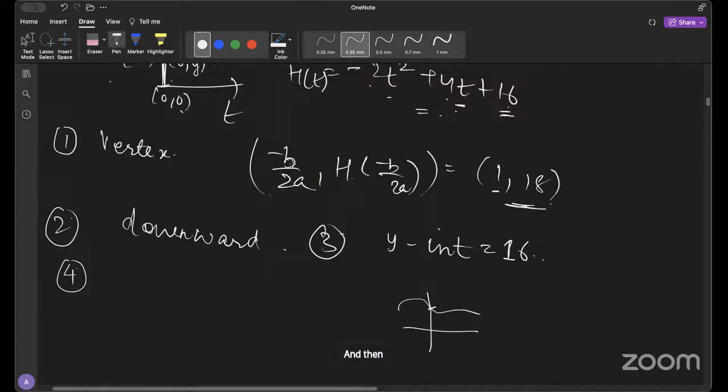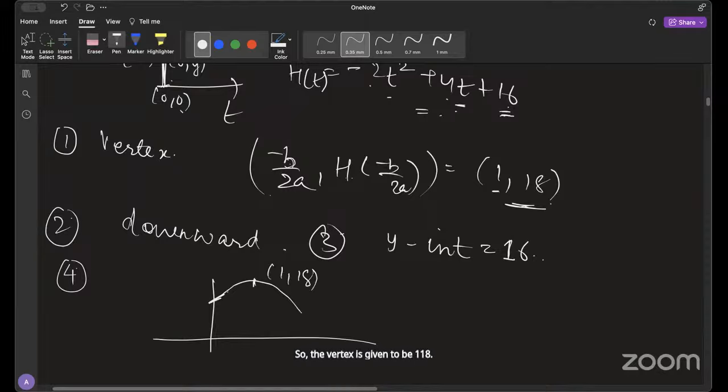And then I think that's all we need to know about this parabola. So if we draw it, it will look like this. And if there's anything else, we can find it later. So it's thrown from here, and then it goes like this. So the vertex is given to be 1, 18. And this point is 0, 16.